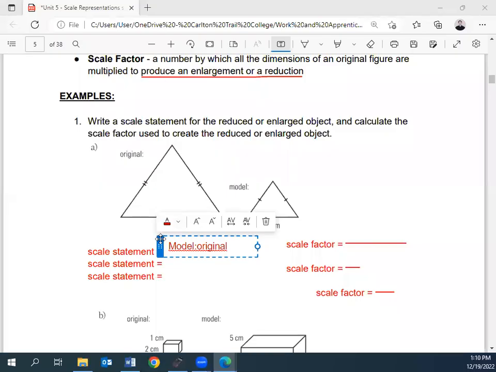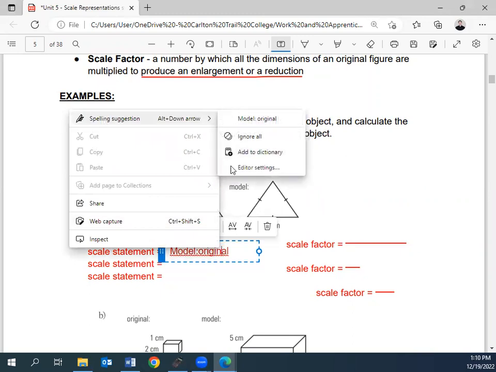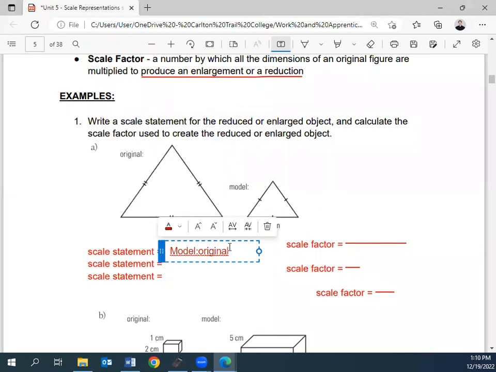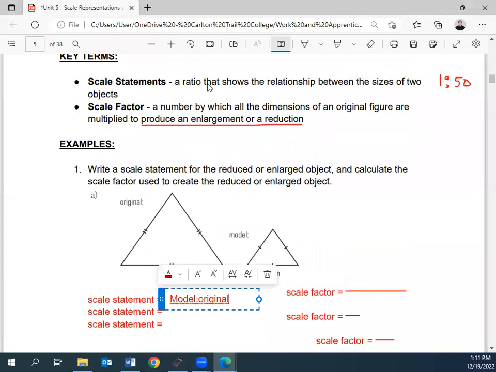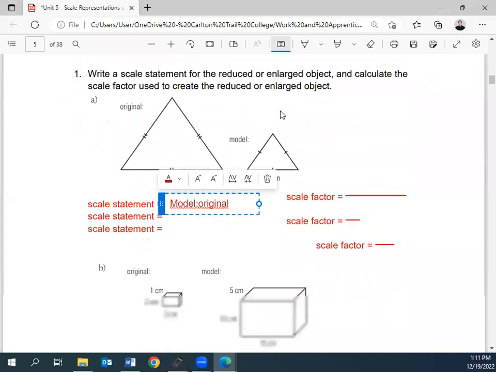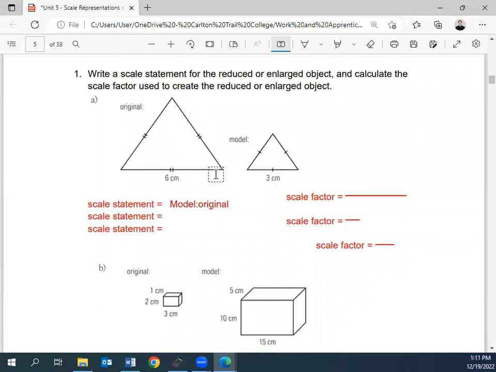Here we go. So we always do model to the original in this case. A scale statement is a ratio that shows the relationship between the sizes of 2 objects. I have 2 objects. They have sizes here. I know each side of this triangle is 6 centimeters on the original. Each side of the model triangle is 3 centimeters. If we always do it model to original, the model is 3 and the original is 6. And then I just simplify that. I can simplify 1 to 2, because we can divide both sides by 3.